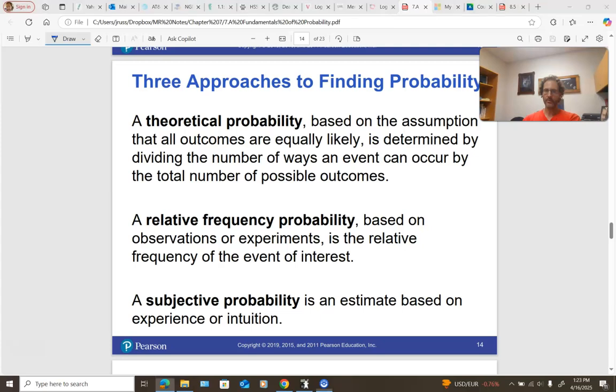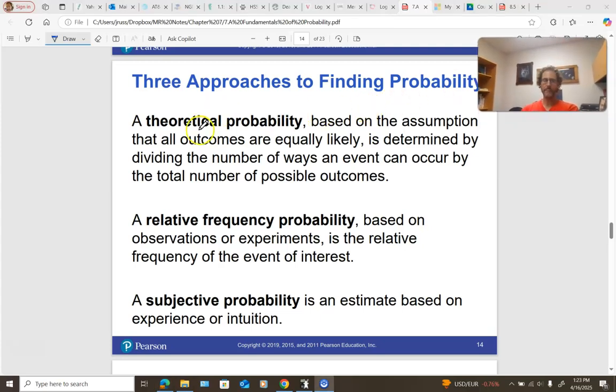Okay, so 3 approaches to probability. Well, we've talked about 2 of them. The theoretical approach is based on the assumption that all the outcomes are equally likely, and is determined by dividing the number of ways an event can occur by the total number of possible outcomes. So we went over that. And then a relative frequency probability is based on observations or experiments, and it's the relative frequency of the event of interest. So in other words, how many times did the event occur divided by the total number of observations or experiments, like the total number of flips.